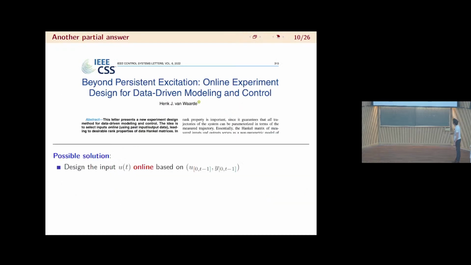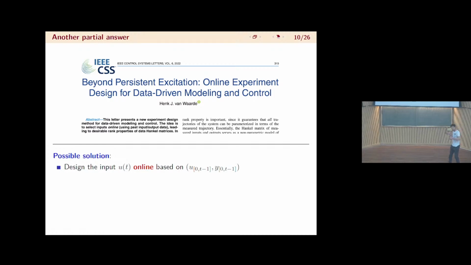I want to talk a little bit about, maybe this is a little bit of shameless self-promotion. I'm sorry, but it's really relevant for the story. A couple of years ago, I wrote this paper on this online experiment design method. So I want to talk about an alternative to the fundamental lemma using data that's collected online.